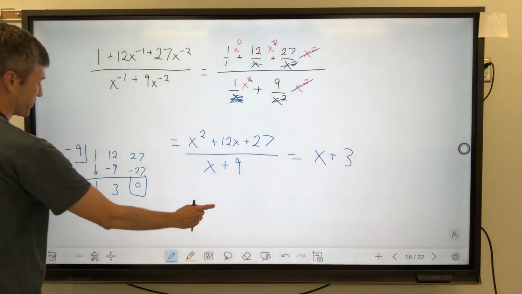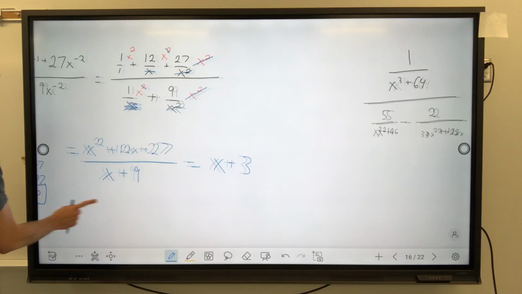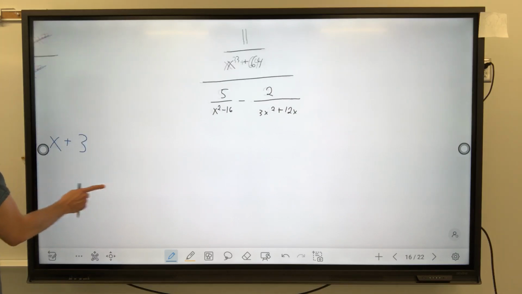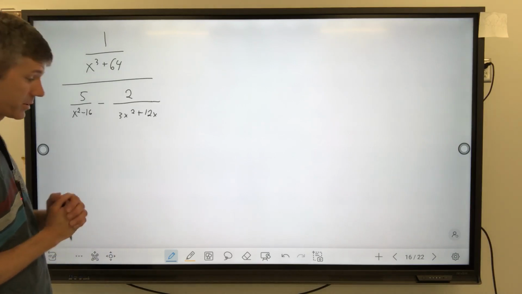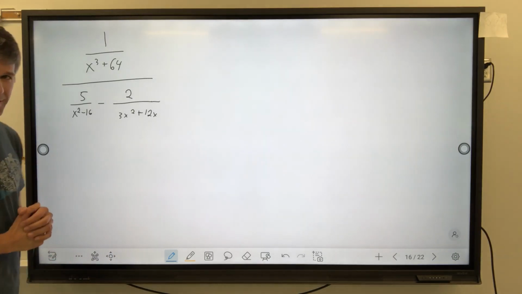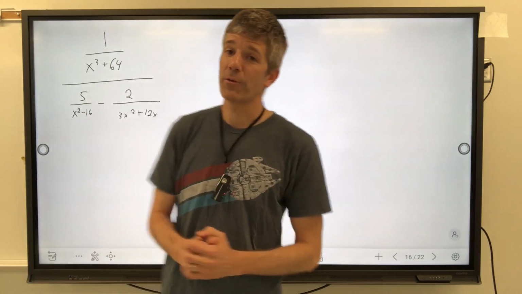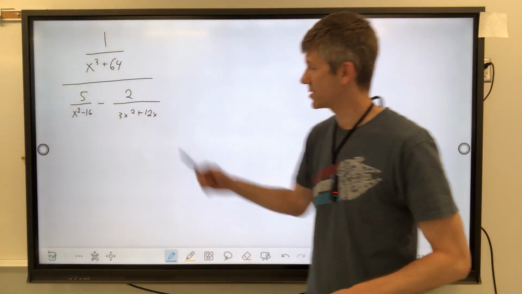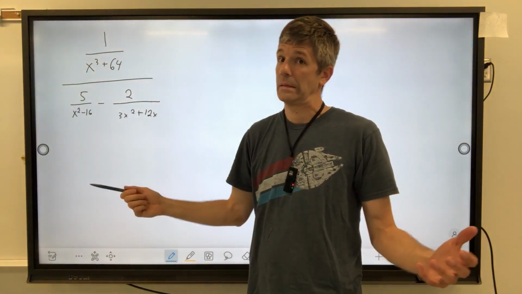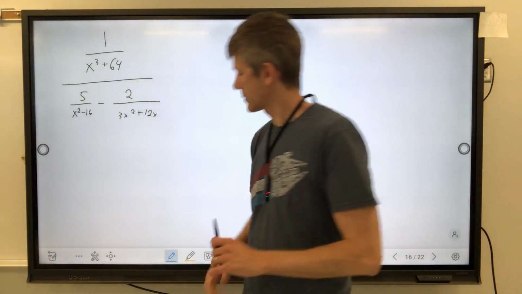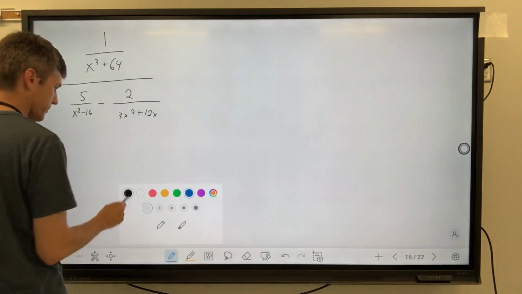All right, let's go to the next problem. Oh no, what are we going to do? We're going to spend the next 15 minutes on this problem. We need to factor the denominators. Sometimes you're going to have to do that. And when you factor the denominators, well, GCF, difference of squares, sum of cubes. Ooh, you'll be all right. All right, start factoring.